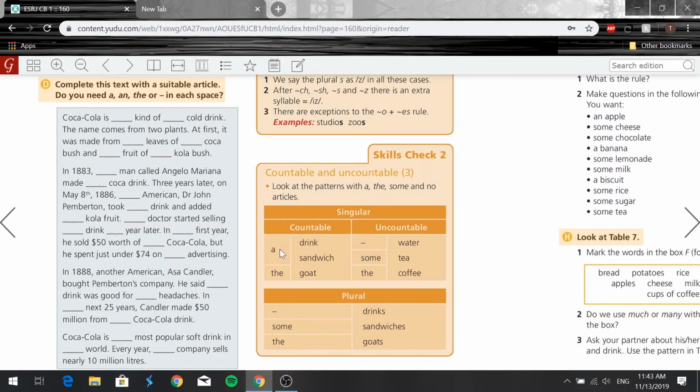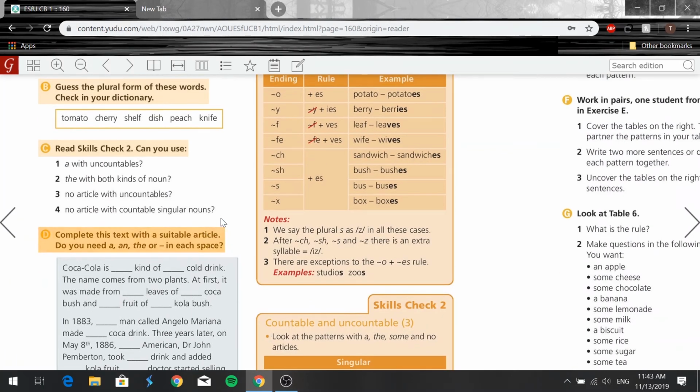So again, countable singular goes with a and the. No some. I can't say some sandwich or some drink or some goat, okay? But with uncountable singular nouns, we could use some and the, but no a, okay? What about plural, you guys? So for plural countable nouns, we again could use some, the, but no a as well. Okay, that's in plural form and not in singular form. Alright, now let's go to exercise C.